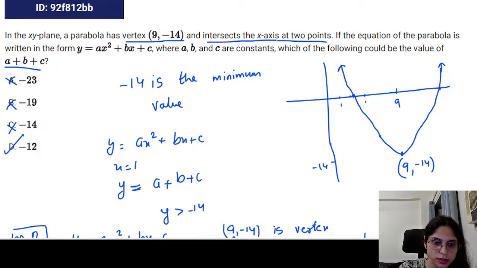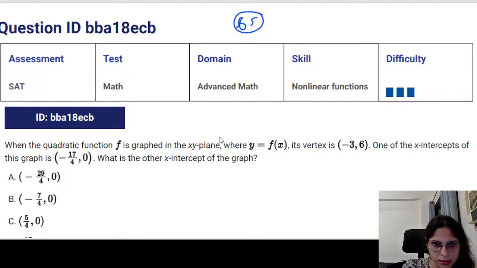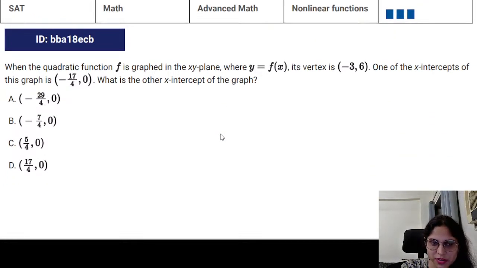So this is also a little complicated problem. There are two problems which are complicated. There was one before, and now this is the one. Now next is 65. There are so many questions, they're not just ending.